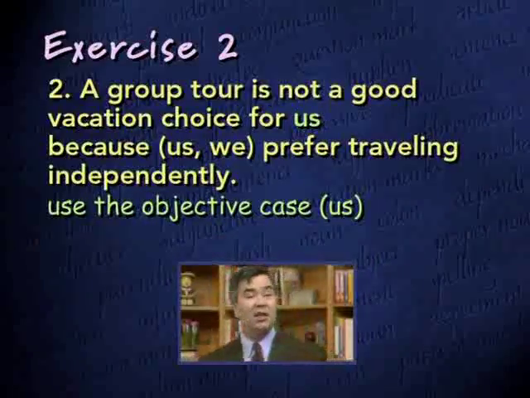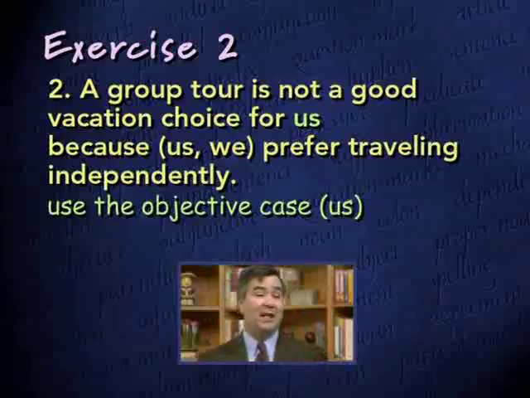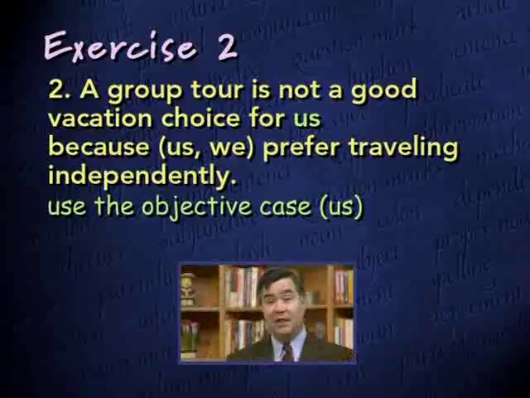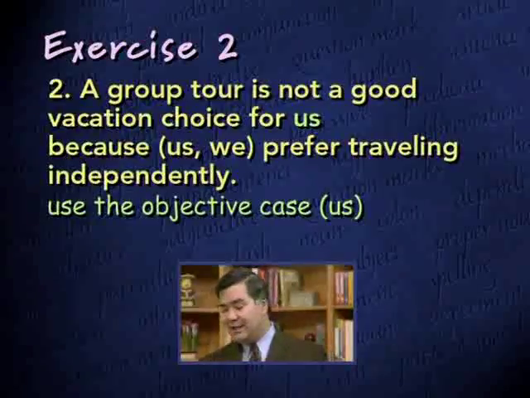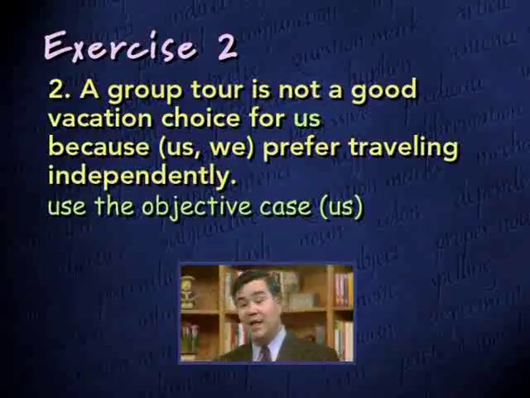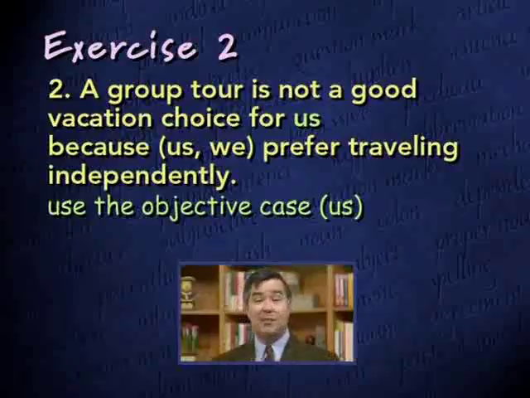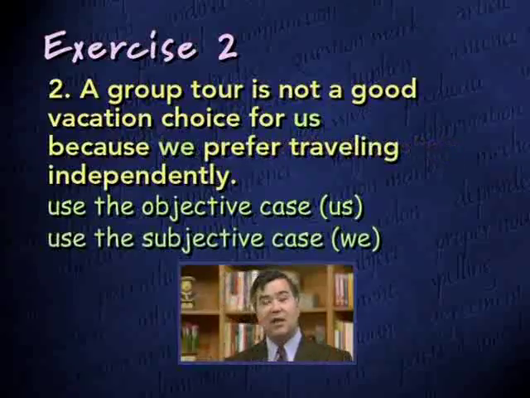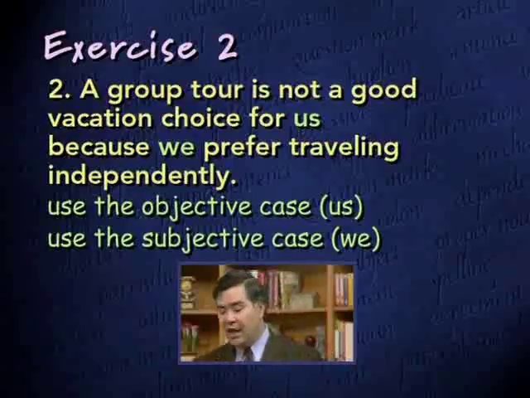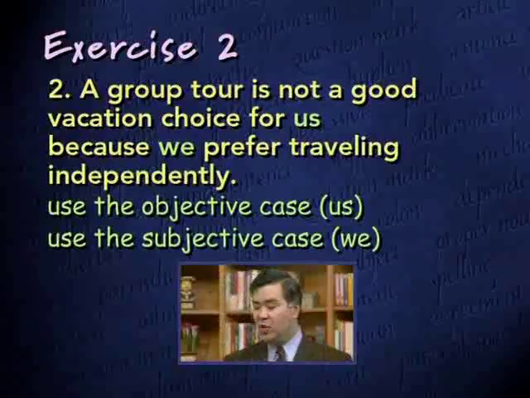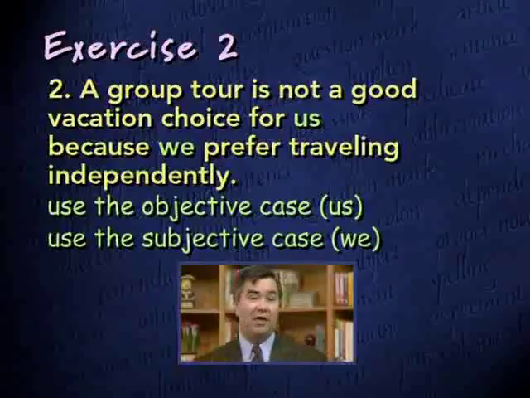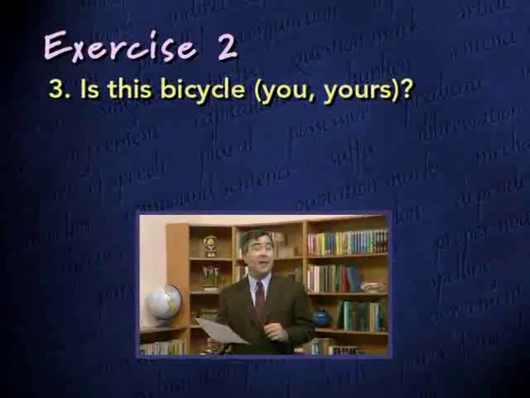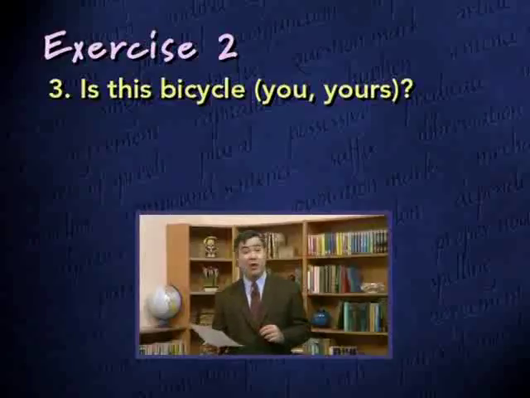Now the second pronoun is being used as the subject of a verb, the verb prefer. The second clause here tells what we prefer doing, and since we is the subject, it needs to be in the subjective case, and we would be correct. So the sentence should read, a group tour is not a good vacation choice for us because we prefer traveling independently.